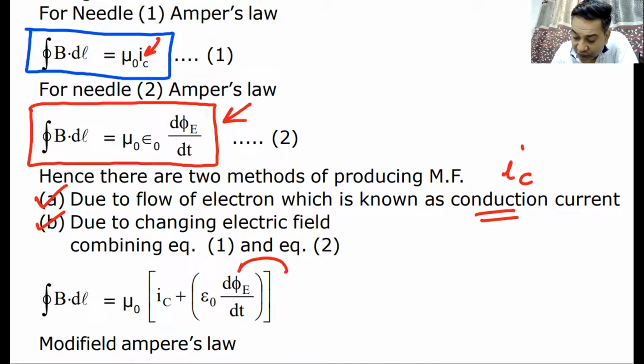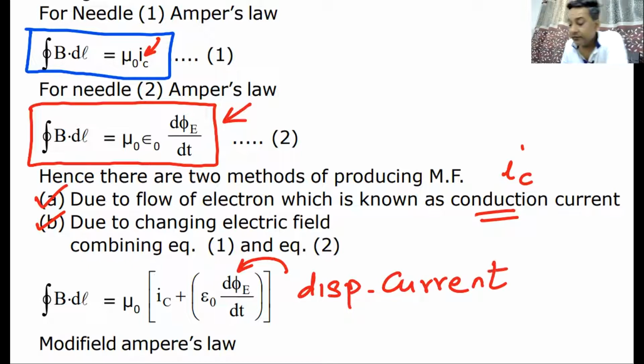This quantity that you see here, epsilon naught d phi E by dt, is known as displacement current. This current is produced by the electric field which is produced by the changing magnetic field. This one is our normal current which is known as conduction current. So basically what Maxwell did was correct this equation and add one more term to it.